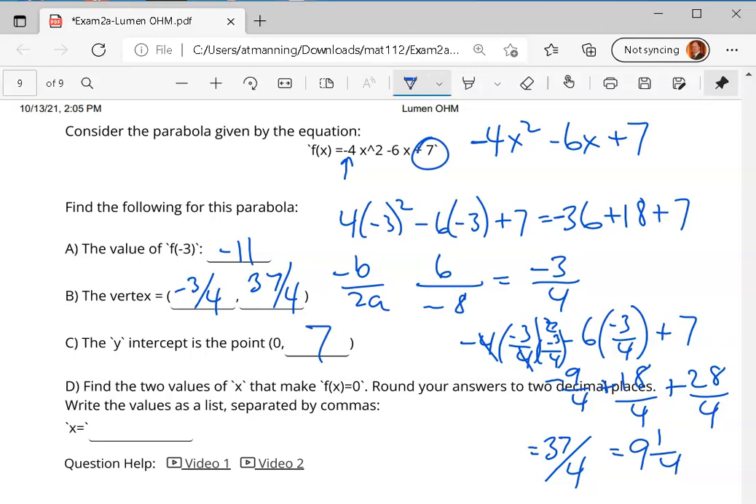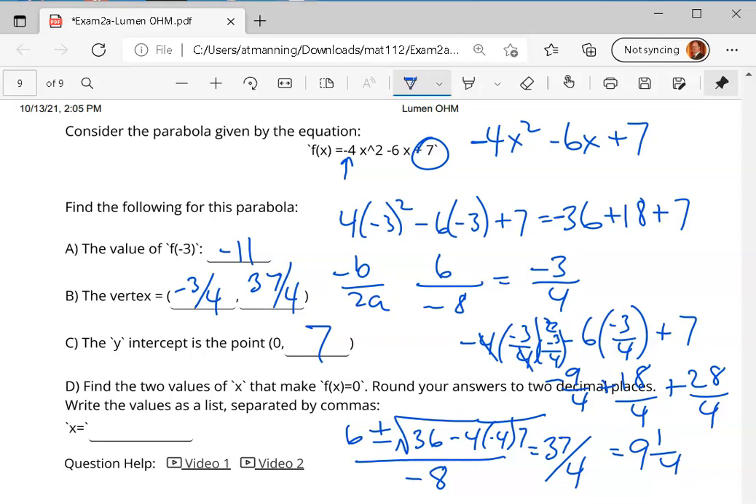Now, let's see, nothing to factor out. Let's just do this last one. Let's crank it through the quadratic formula. X is equal to negative b, negative negative 6, or 6, plus or minus the square root of b squared. Let's go ahead and multiply it out. 36 minus 4ac, minus 4 times negative 4 times 7, all over 2a, or negative 8.